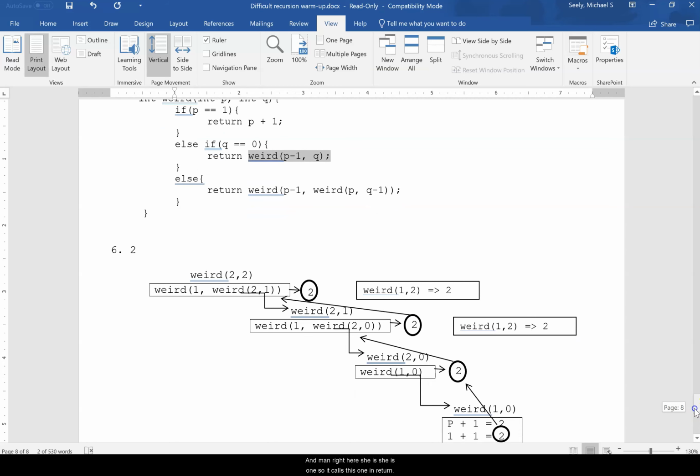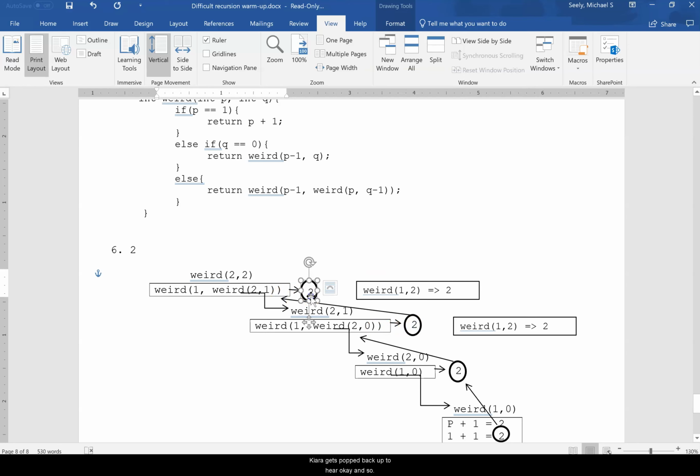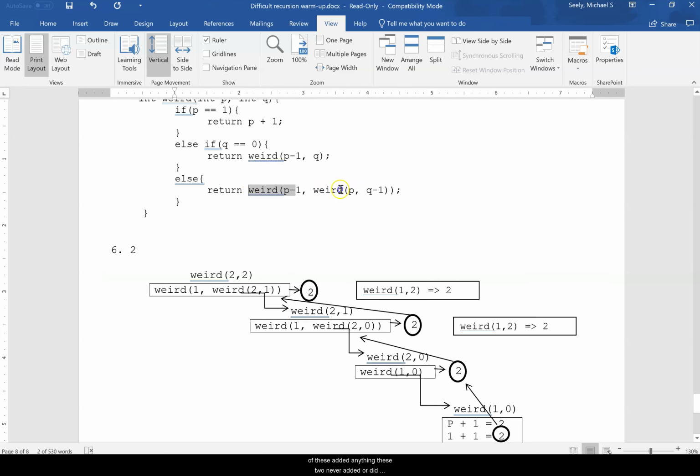And then right here, P is 1, so it calls this one and it returns P plus 1, which is 1 plus 1, which is 2. That gets popped back up to here, back up to here, and back up to here. And so we're done. Look at these, none of these added anything. These two never did anything. The only one that did was that one. So we added it up, went back through the stack, and the final answer is 2.